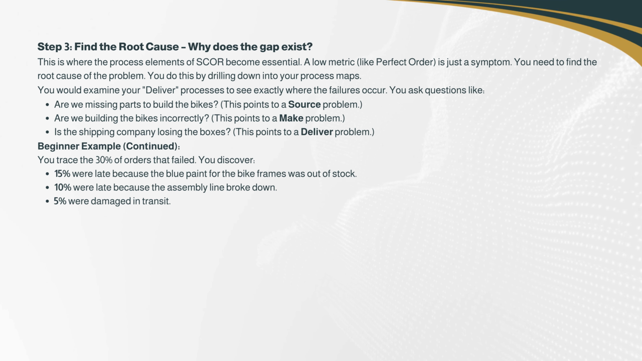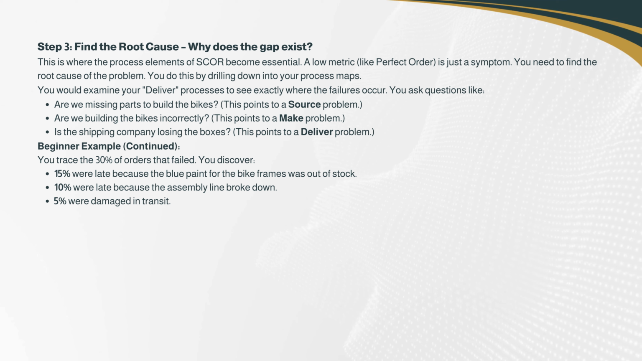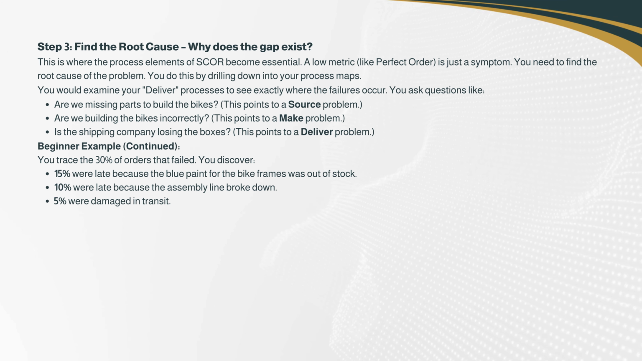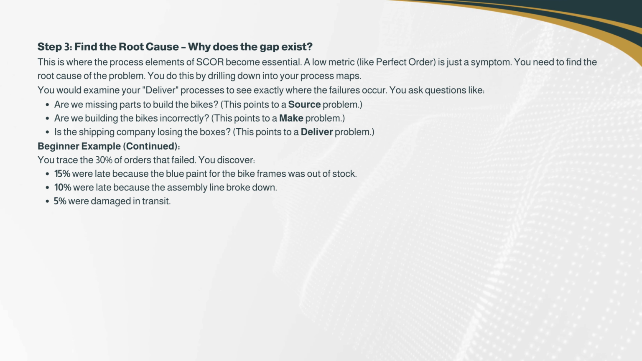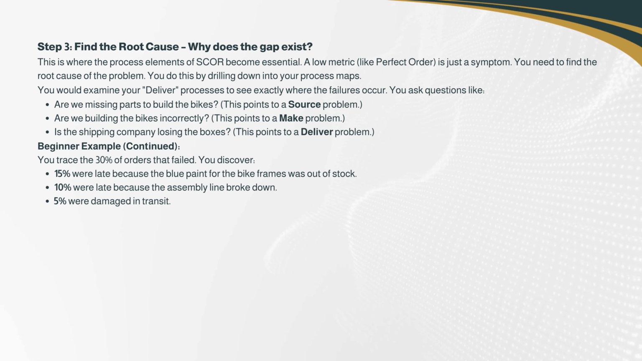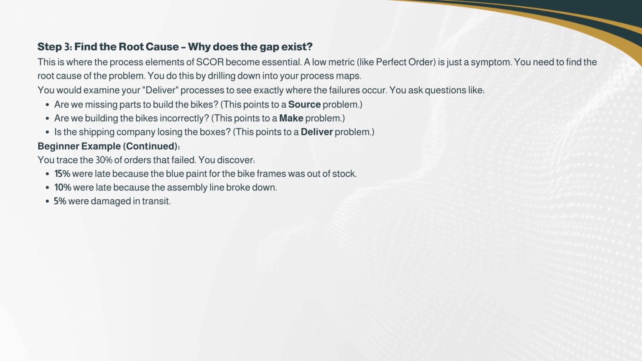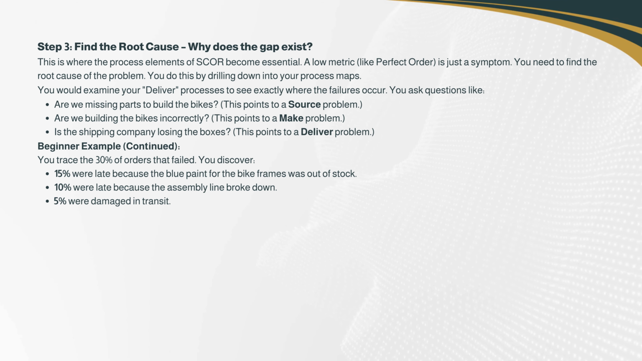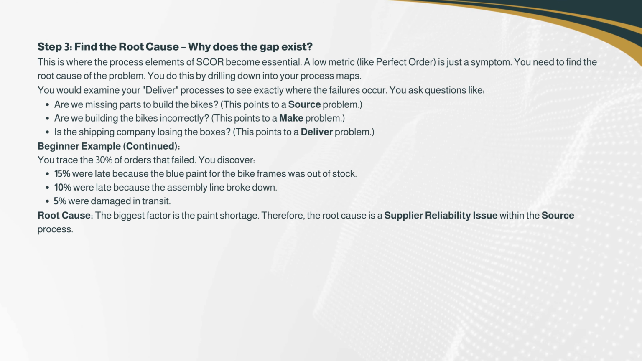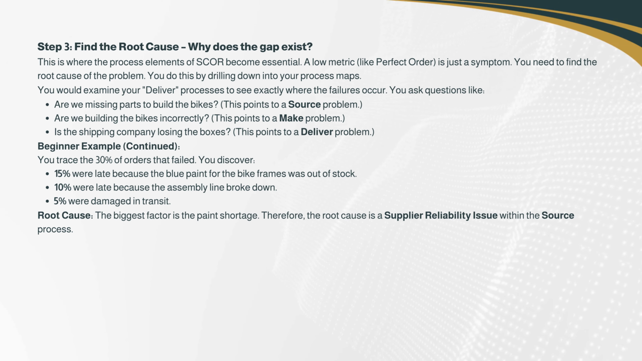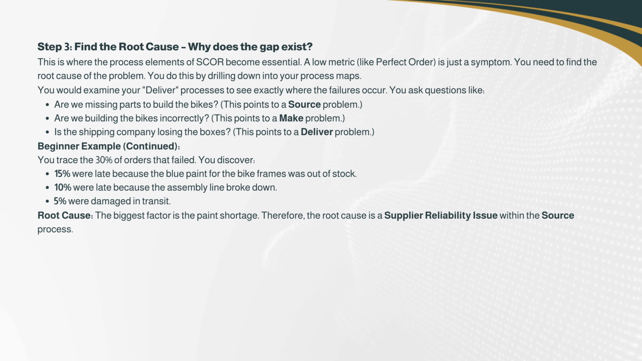Beginner example, continued: you trace the 30% of orders that failed. You discover 15% were late because the blue paint for the bike frames was out of stock. 10% were late because the assembly line broke down. 5% were damaged in transit. Root cause: the biggest factor is the paint shortage. Therefore, the root cause is a supplier reliability issue within the source process.